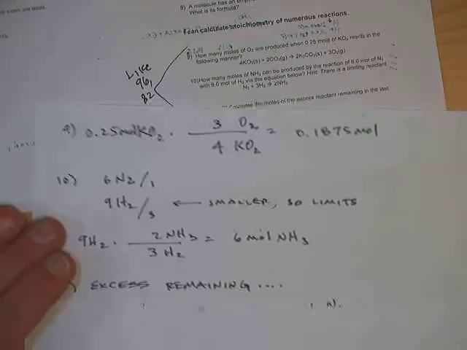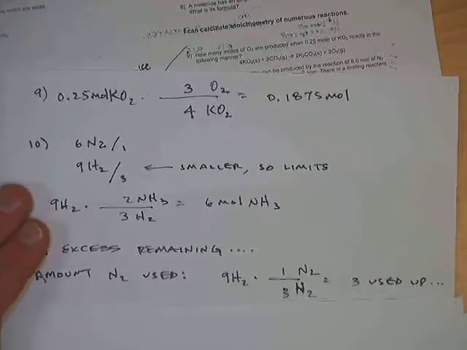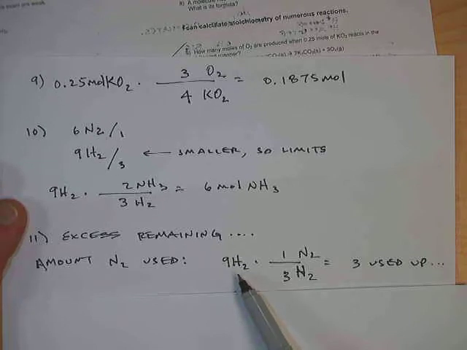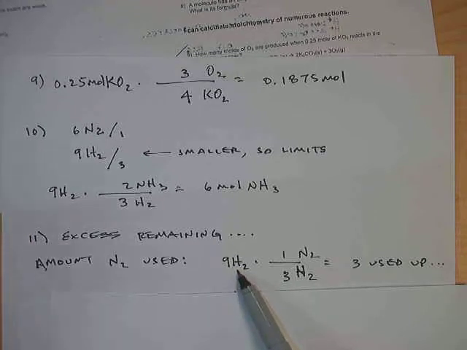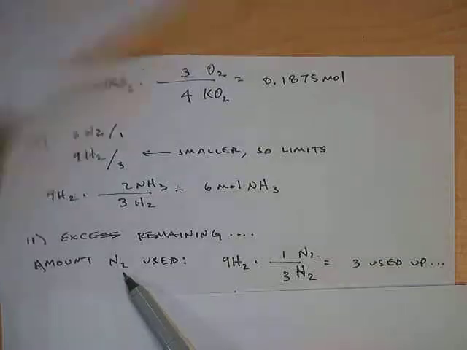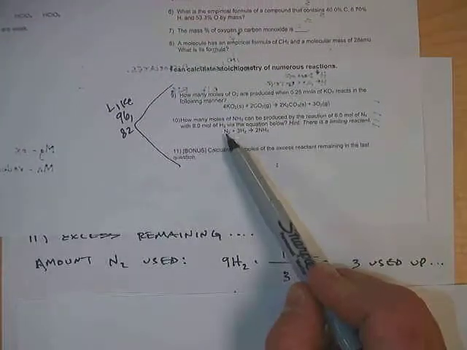And then number 11, bonus, calculate the number of excess remaining. So to find the excess remaining, you still have to start with your limiter, and your limiter is hydrogen. So we start with 9 moles of hydrogen, and now we compare it to the excess reagent.